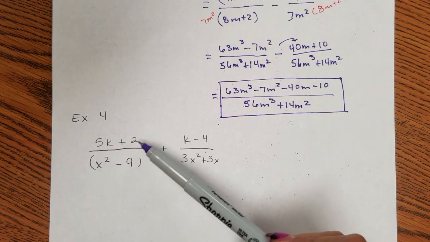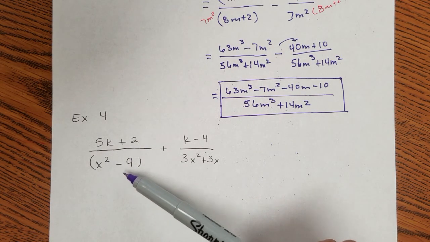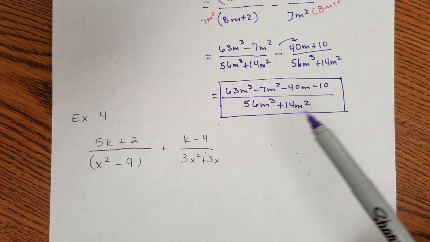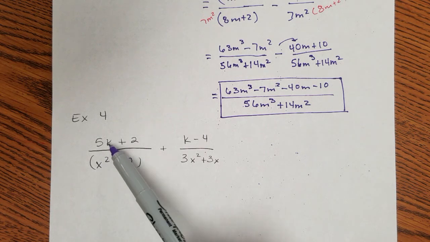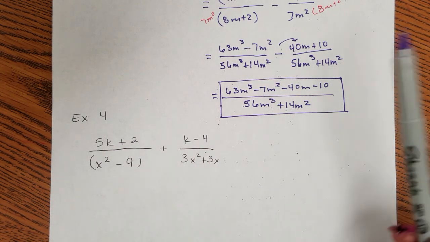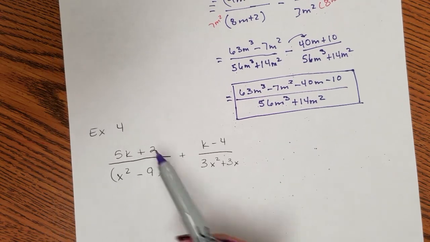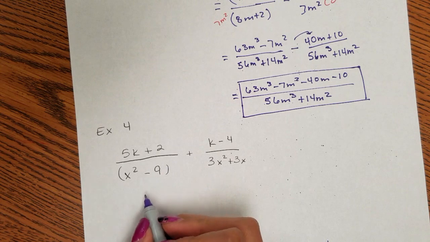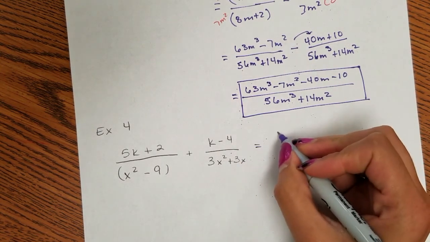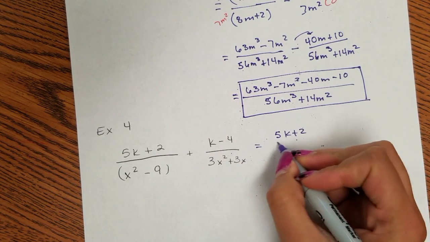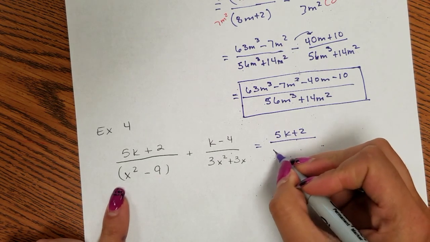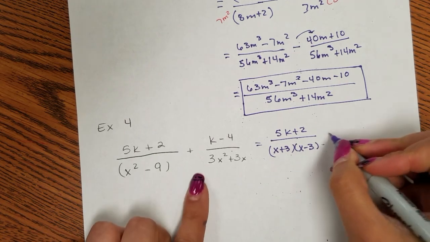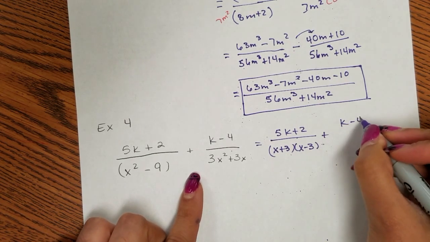So I have 5k plus 2 over x squared minus 9 plus k minus 4 over 3x squared plus 3x. Keep in mind here that we have two variables, k in the numerators and your x's in your denominators. So nothing's going to factor out of here. This is actually the difference of squares. So this is going to factor to 5k plus 2. Nothing changes in the denominator. This is going to be x plus 3 times x minus 3 plus k minus 4.